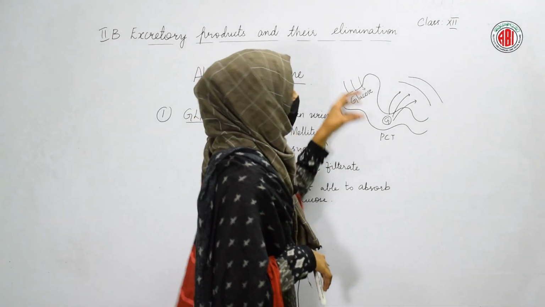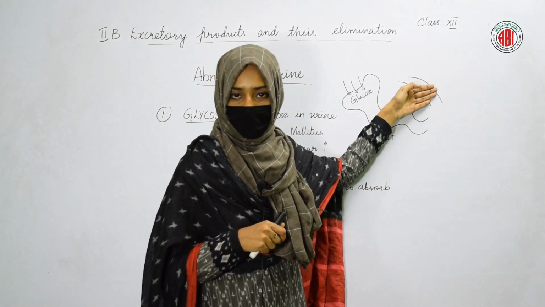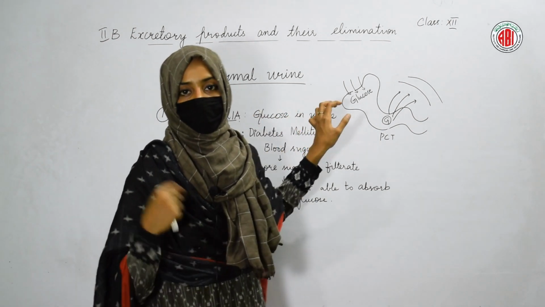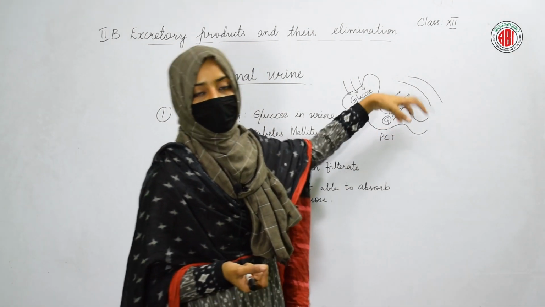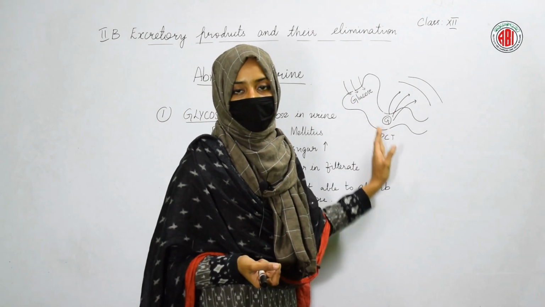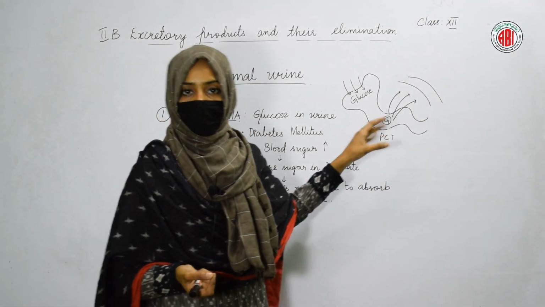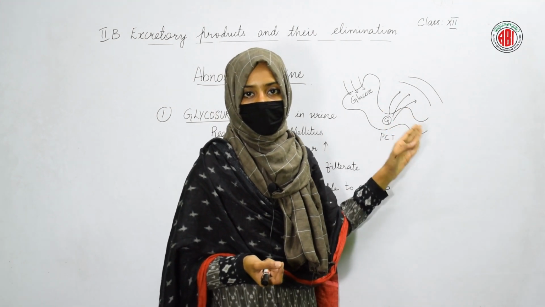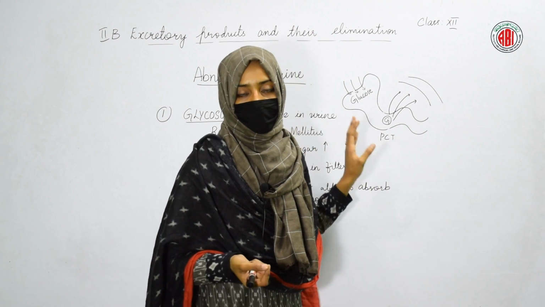Due to the reabsorption, whatever useful products are present in the PCT can be reabsorbed by the blood. But when the person is suffering from diabetes mellitus, when the glucose is more in this filtrate, the whole glucose cannot be reabsorbed by the blood. Some of the glucose will remain in the filtrate and enter the other regions of the nephron. That means it will go into the loop of Henle, then into the DCT, and from the DCT it will transfer into the collecting tube where the urine formation takes place.